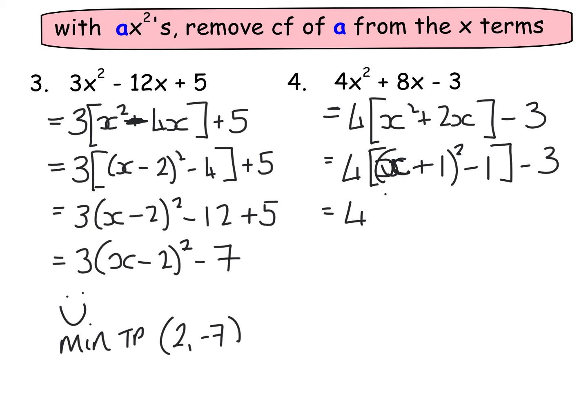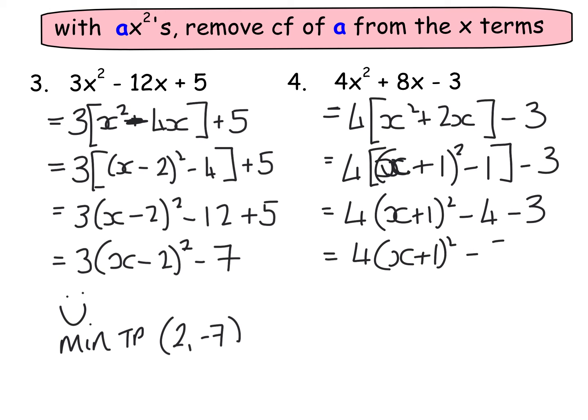Let's reintroduce the 4 now. So you've got 4 bracket. 4 times the negative 1 is minus 4. And then you've got your minus 3 to do at the end. So when you tidy that up, minus 4 minus 3 is minus 7. And again, this has got a minimum turning point. Plus 1 means it's going to negative 1. Minus 7 means it's going down 7. So they both happen to be a minus 7 in that case.